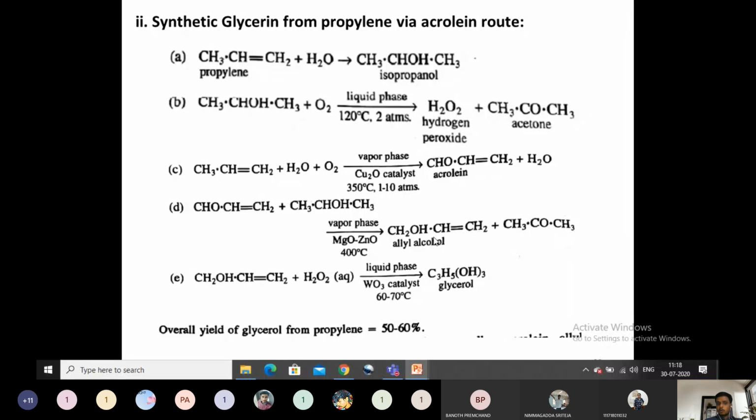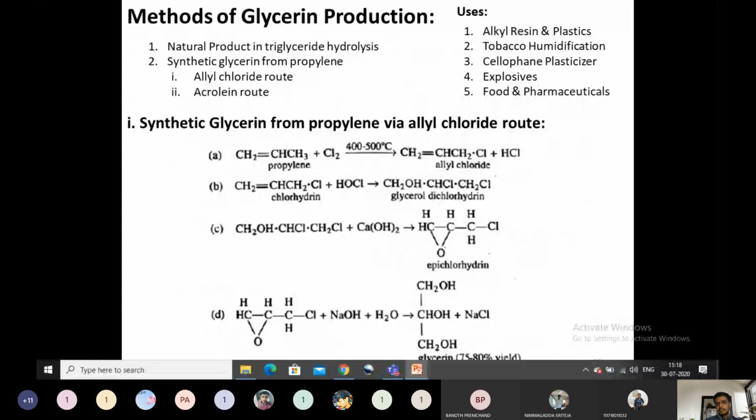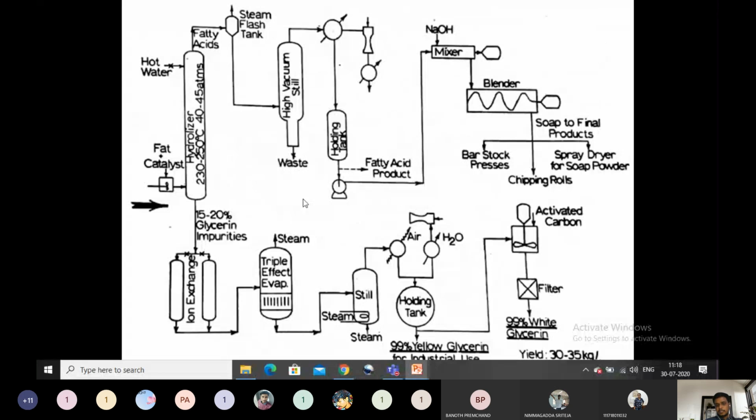This allyl alcohol will be reacted with the hydrogen peroxide obtained in reaction B using the tungsten trioxide catalyst at 60 to 70 degrees centigrade to give synthetic glycerin. The synthetic glycerin obtained will have a yield of 50 to 60%. These are the two routes for the manufacturing of synthetic glycerin, and for manufacturing of natural glycerin, this is the flow sheet.